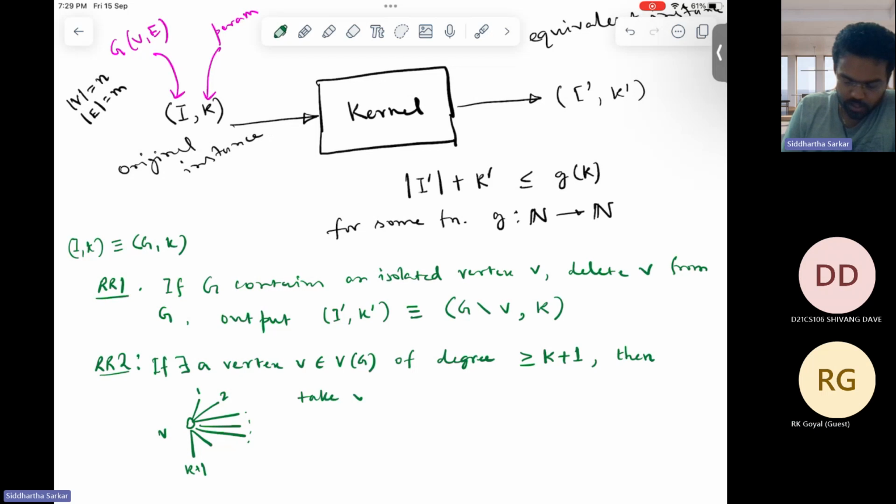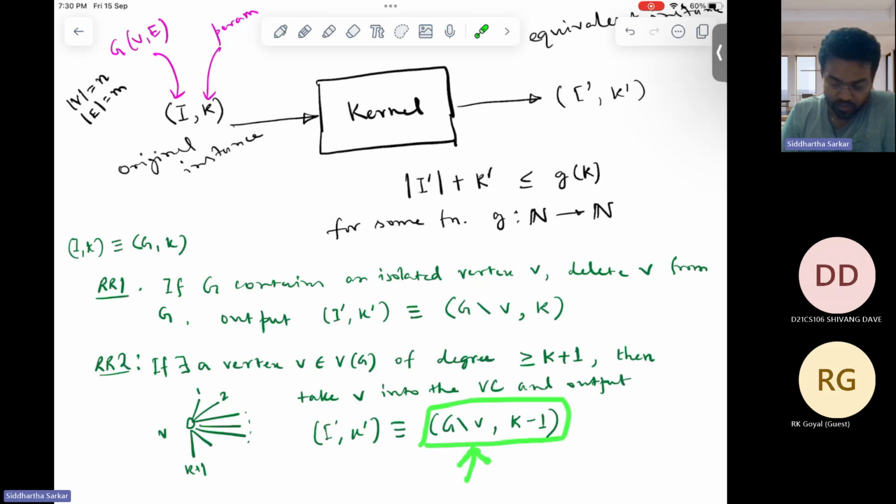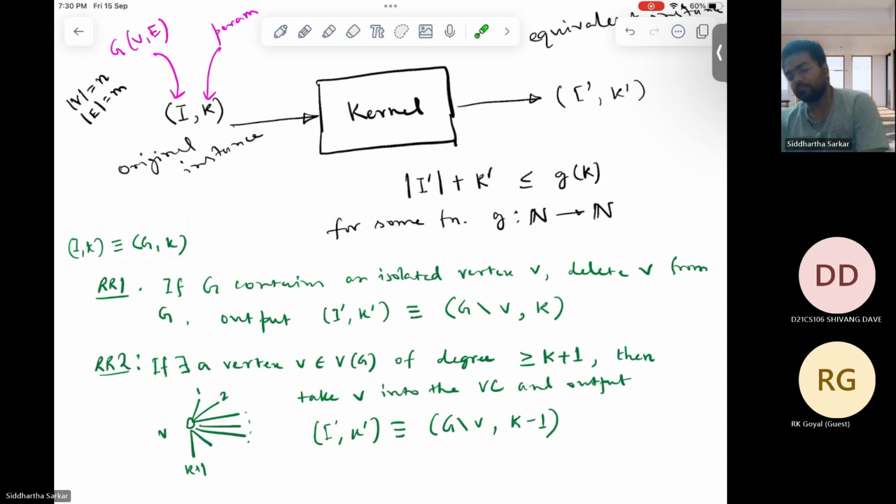Then take v into the vertex cover and output the reduced instance, which is (I', k'). In this case, you removed v, and one vertex is already gone, so now you are allowed to take only k minus 1 vertices. If you answer the question whether there exists a vertex cover of size at most k minus 1 in the graph G minus v, then you have essentially answered whether there exists a vertex cover of size at most k in the original graph.